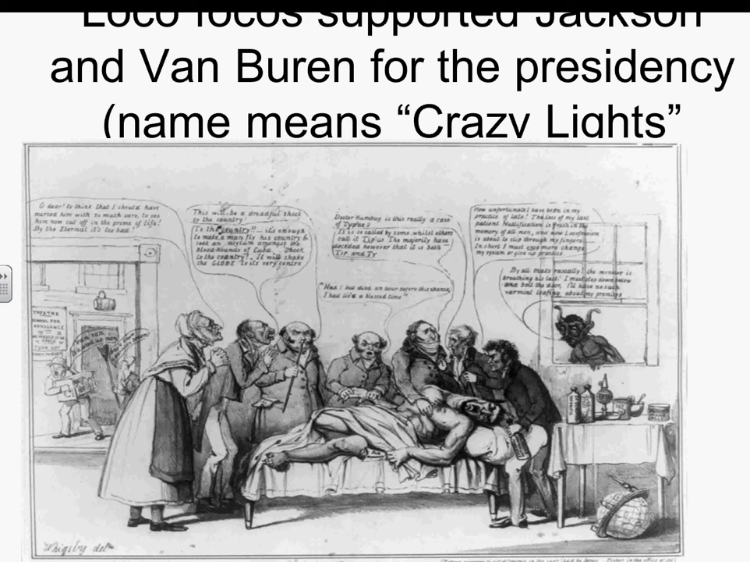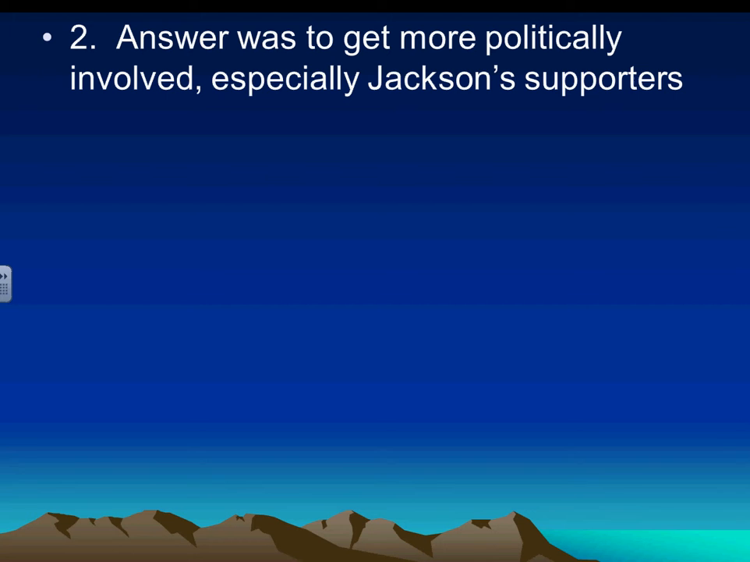Here again, this is the Locofocos. They supported Jackson and Van Buren for the presidency. Their name means crazy lights, and it was an organization where they would light candles and talk about politics, and hence they got this name. But they're going to push for more democracy and reforms in government.